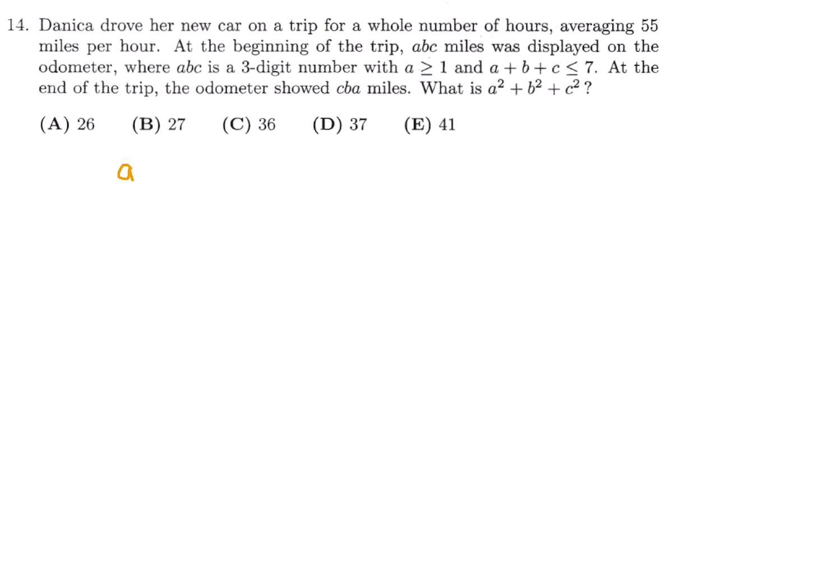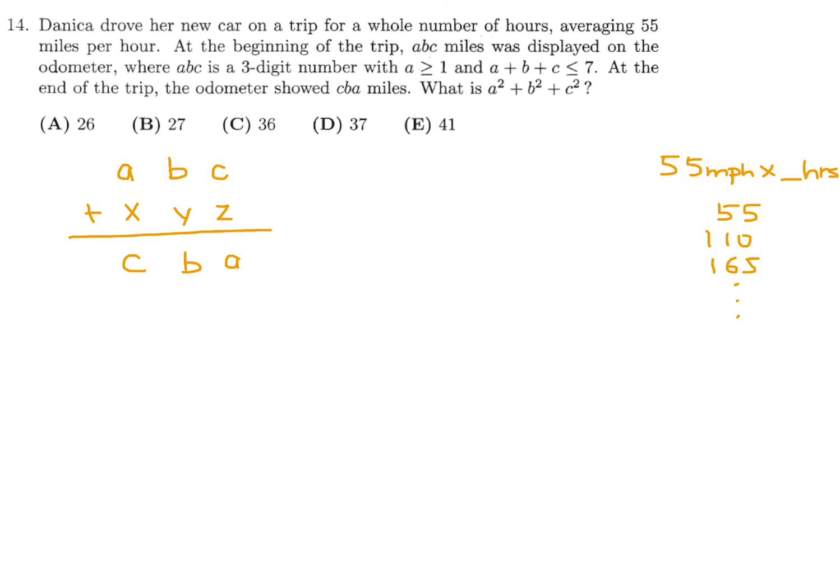So initially, we have A, B, C on the odometer, and then we have to add some number. And we don't know what that is. The only thing we know is that it's a multiple of 55 because it's 55 miles per hour times some number of hours. And that's going to give you this XYZ. So, 55, 110, 165, I don't know... But we'll see what X and Y and Z are going to be. And then when you add these, you get CBA.